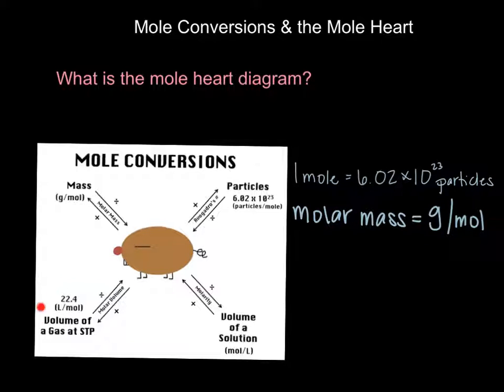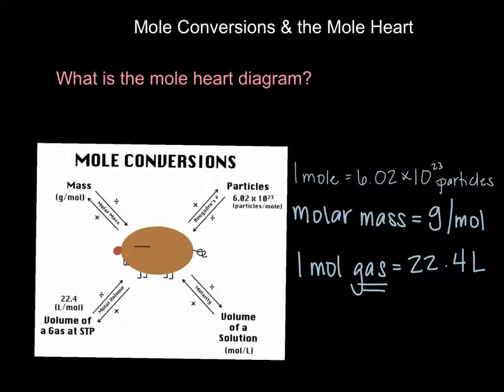Our other conversion factor we're going to use when we're working with a gas. The volume of 1 mole of gas, regardless of the identity of the gas, is always going to be equal to 22.4 liters. So we have 22.4 liters per mole when working with gas. And this only applies when we're working with a gas.